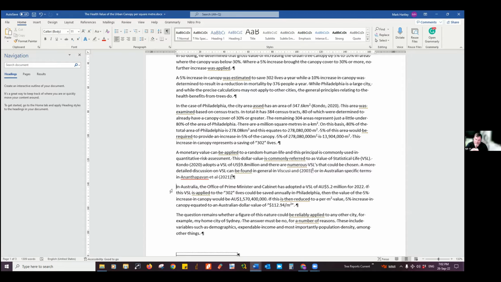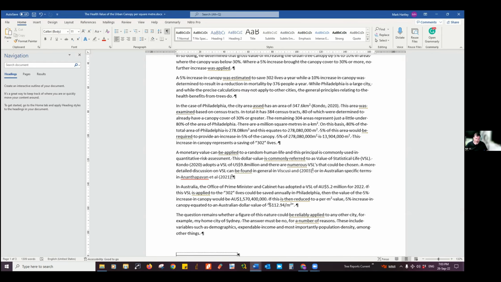So we do have this value of statistical life in Australia. It's about $5.2 million for 2022. And if we looked at that, we'd say that would be the equivalent of about 1.5 million Australian dollars for what they're doing in Philadelphia. And we say, okay, that works down to a dollar value of $112.94 per square metre, which is an interesting figure in my mind. But it's not a fair figure.